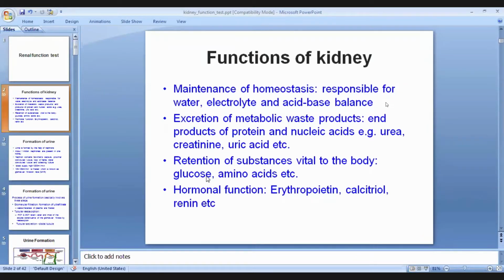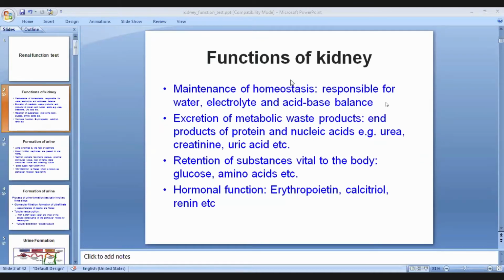First, for the maintenance of homeostasis, the kidney is responsible for water, electrolyte and acid-base balance. So under homeostasis, kidney is responsible for water fluid balance, water electrolyte balance, and also for acid-base balance. Another important function of kidney is excretion of metabolic waste products and products of protein, nucleic acids, catabolic products: urea, creatinine, uric acid. They are the metabolic waste products, and they need to be excreted from the body. So kidney plays a role in excretion of those metabolic waste products.